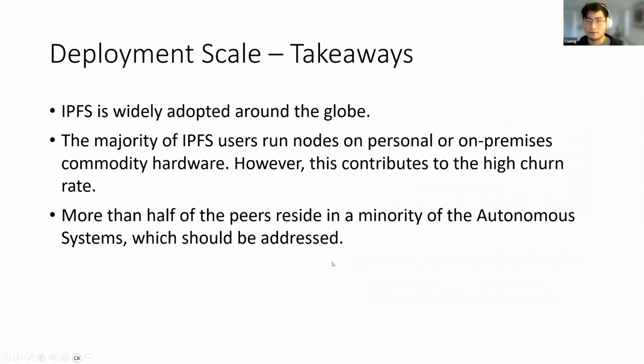The takeaway from this analysis is that IPFS is widely adopted around the globe. A majority of IPFS users run nodes on personal or on-premise commodity hardware. However, this contributes to the high churn rate. More than half of the peers reside in a minority of autonomous systems, which is something that should be addressed.